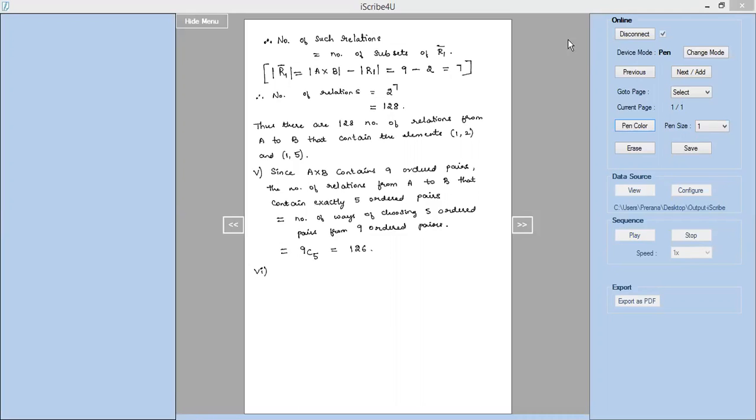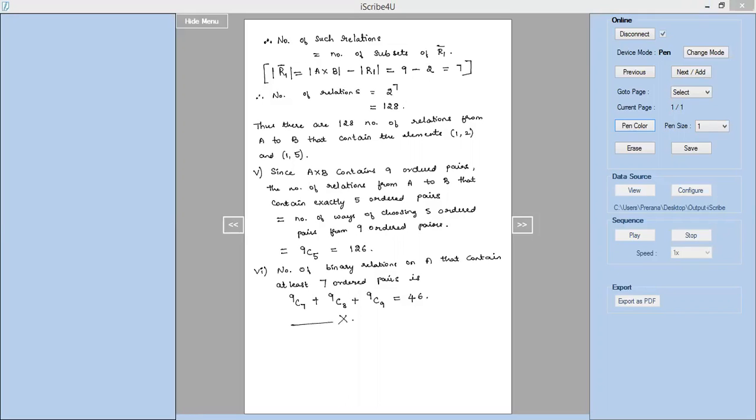And finally, the sixth sub-question. Number of binary relations on A that contain at least 7 ordered pairs. So out of 9 we can select 7, or out of 9 we can select 8, or out of 9 we can select 9. So we have to select at least 7 ordered pairs, so 7 or 8 or 9. Using the addition rule, the answer is 46.